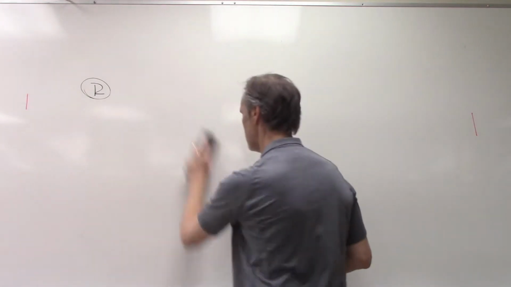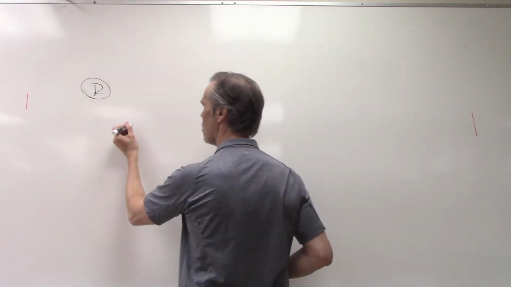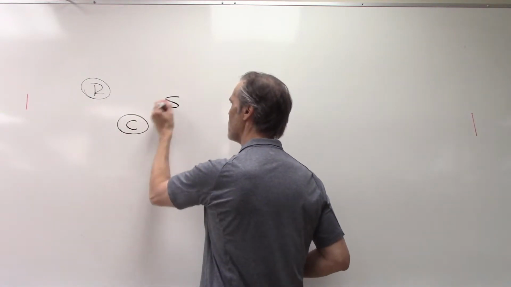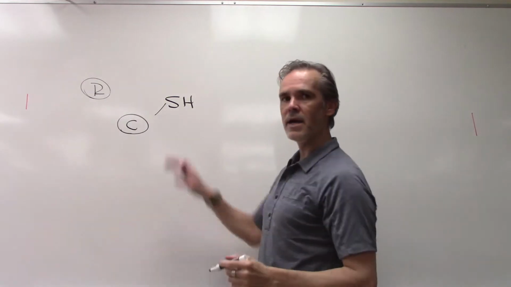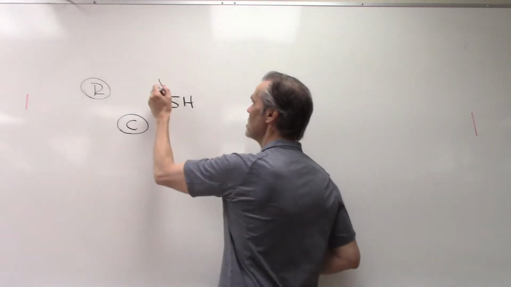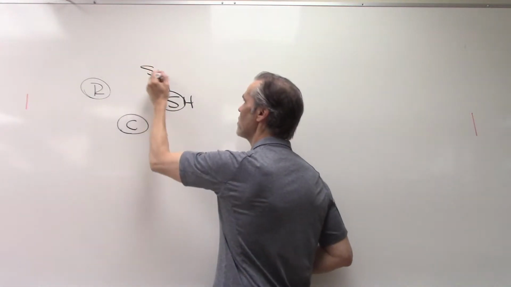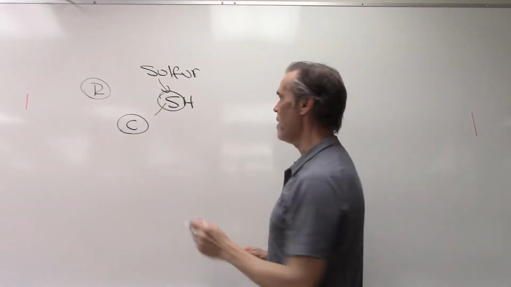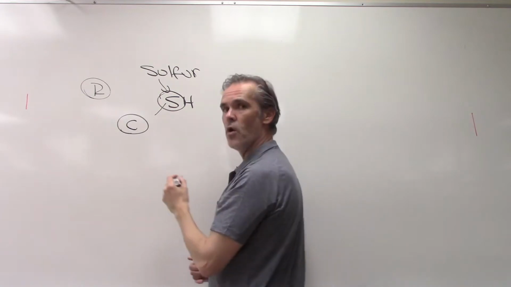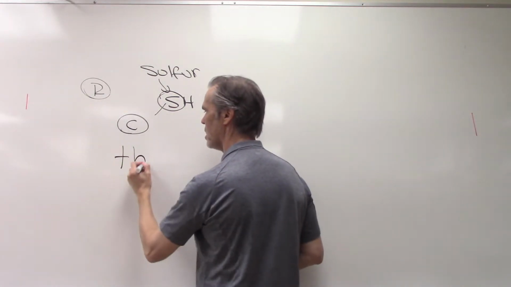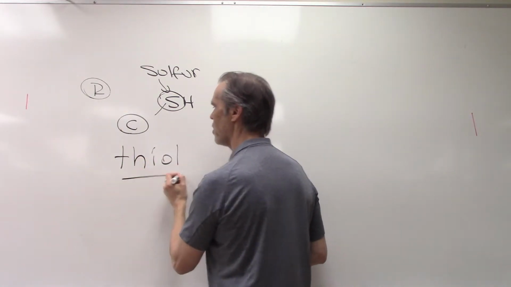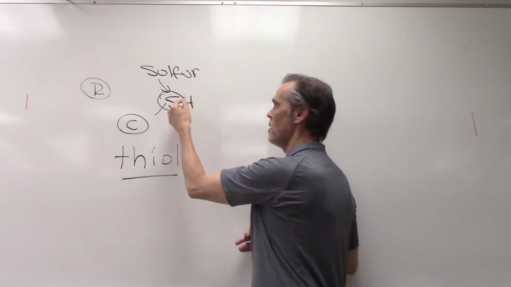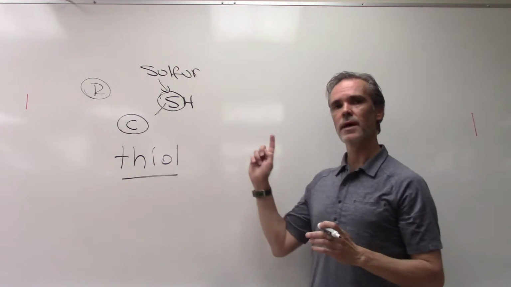So the other one is this, so our carbon again, right? And then if we have something like this, SH. So S here, the atom right here is sulfur. And then SH is known as a thiol group. Right? So if you ever see thiol group, you need to think that there is sulfur in there.